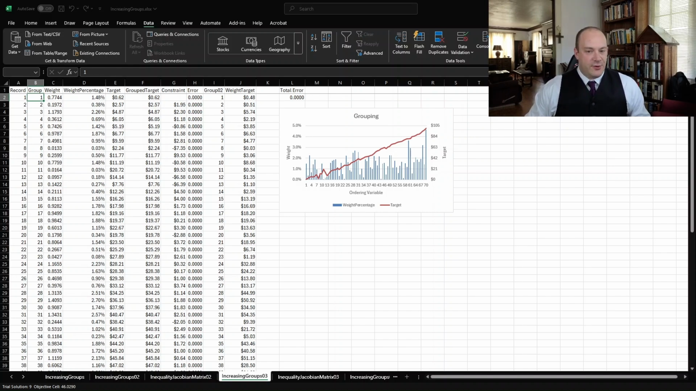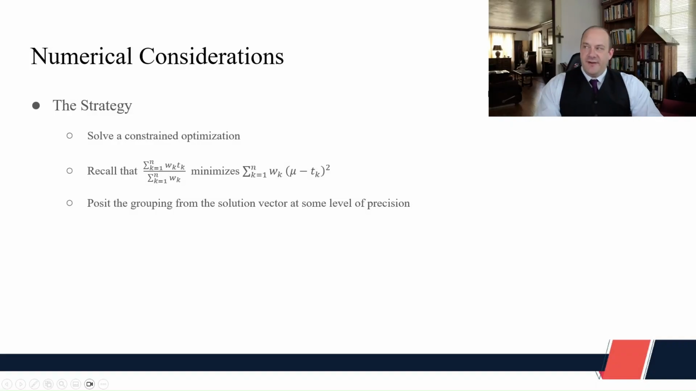Okay, so with that in mind, let's go back to the PowerPoint now. A few moments later. Okay, so everything I just said, what that means is that we need to update our strategy. So the strategy used to be solve the constrained optimization problem. How do you do it? Well, you recall that, hey, if we have a vector of increasing components where the components are the same is the mean of the things that we group together, then we recall that the mean minimizes the sum of squared errors. That gives rise to this.